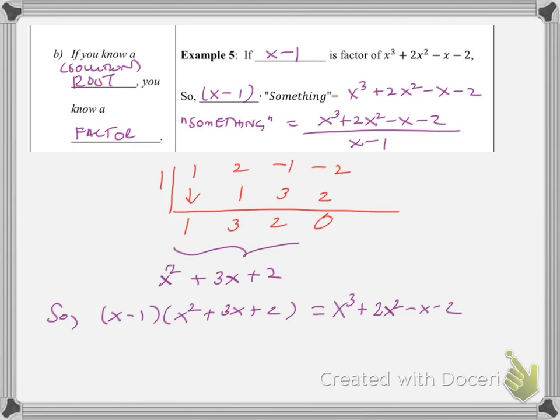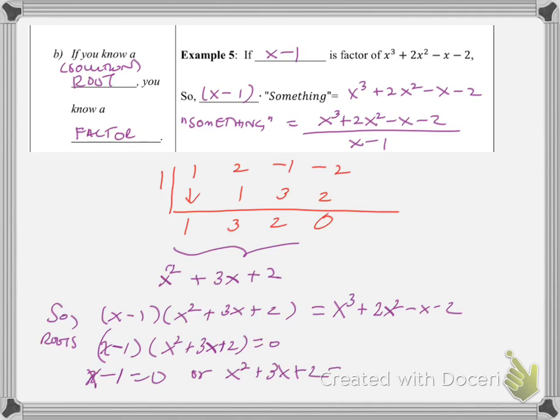Now, what if I wanted you to find all the solutions to this? And that's where we're moving to, okay? So what are the roots or solutions to this? Well, we just take what we factored, what we broke down, right? Set it equal to 0. So x minus 1 equals 0, or x squared plus 3x plus 2 equals 0.